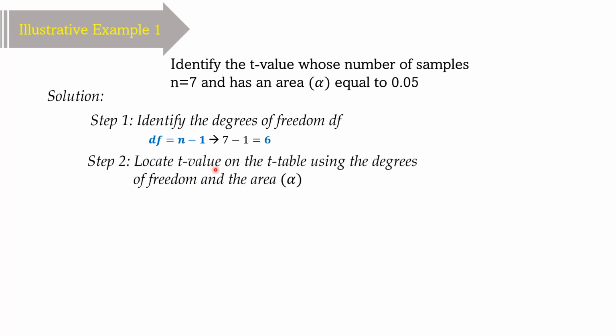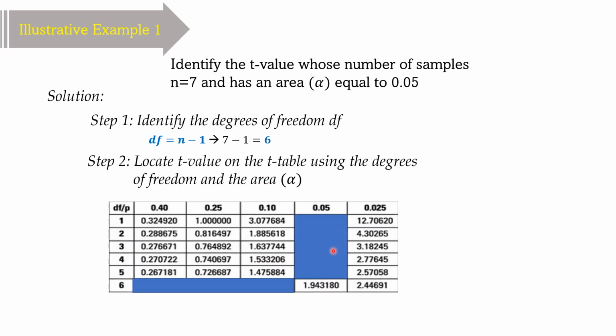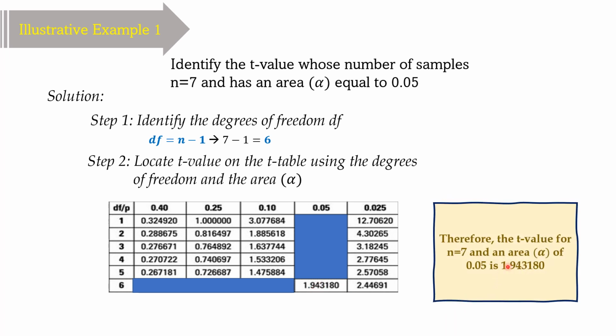The next step is to locate the t-value on the t-table using the degrees of freedom and the area alpha. How are we going to do that? Just the same as what we did on the z-table. You locate the degrees of freedom and then the critical value or the area, and at the intersection, that is now the t-value. So, the t-value for n equals 7 and area alpha of 0.05 is 1.943180. So this is how we identify the t-value.